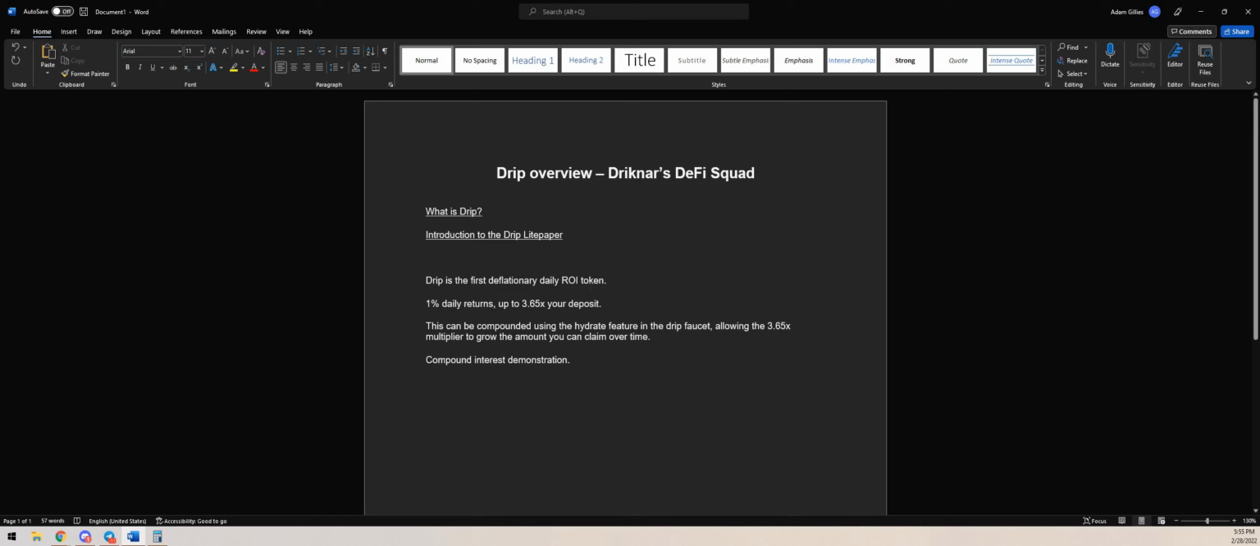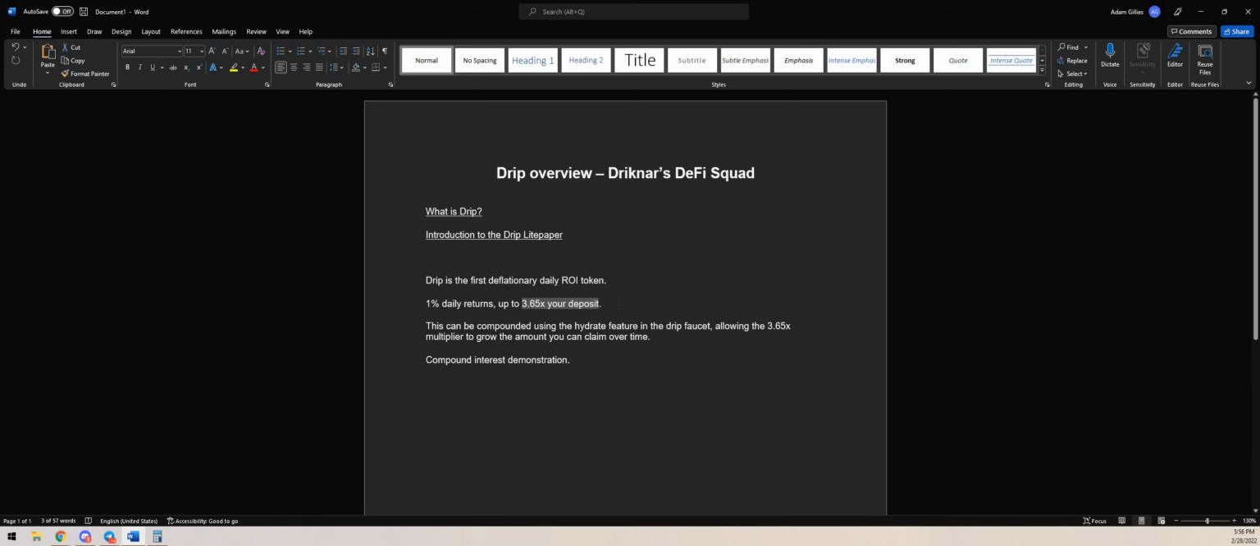So Drip is the first deflationary daily return on investment token. What that means is you make an investment in Drip, you put it into the faucet contract, and every day the faucet will return you 1% of your investment. This caps out at 3.65 times your deposit.